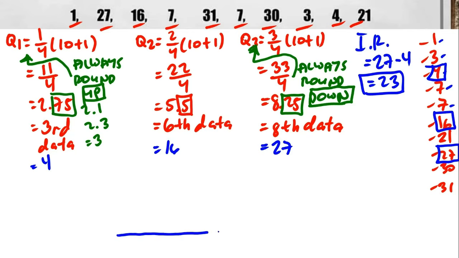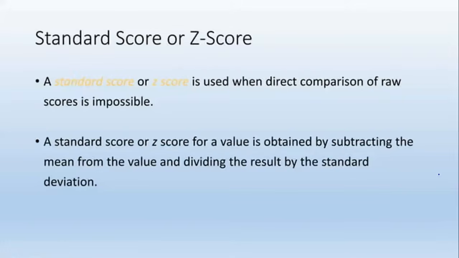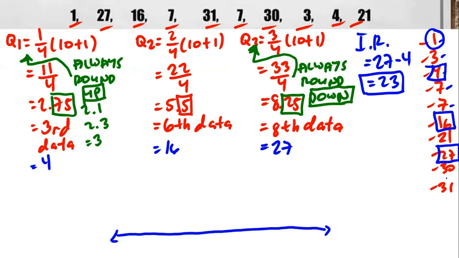Next, maglagay tayo ng number line naman dito. So napapansin ninyo na masyadong malaki yung agwat nung lowest natin at saka yung highest natin, which is yung 31 at saka yung 1. So 30 yung range natin. So pwede nyo gawing by 3.